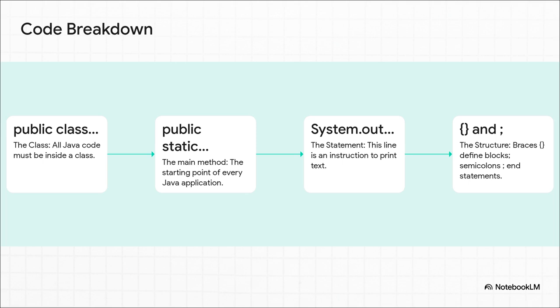Then we have the action itself, System.out.println. This is the instruction, what we're actually telling the program to do, which in this case is to print some text. And finally, you have to pay attention to the punctuation. The curly braces create code blocks, kind of like walls for our rooms. And that little semicolon at the end of a line, that's like the period in a sentence. It tells Java, okay, this instruction is finished.